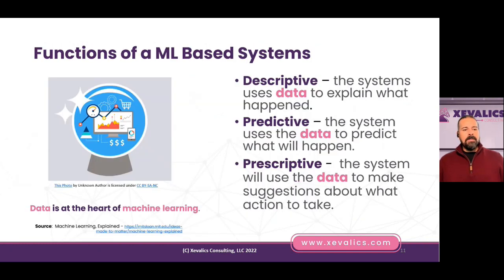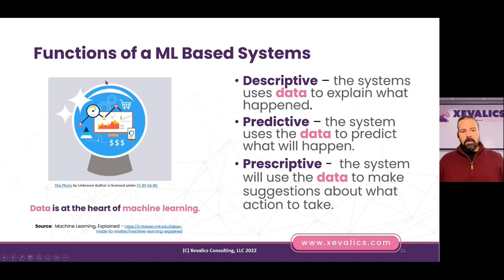So let's talk about the functions of a machine learning based system. The first one is descriptive: the system uses data to explain what happened. Our machine learning system could be predictive: the system uses the data to predict what will happen. Or prescriptive: the system uses the data to make suggestions about what action to take, right?